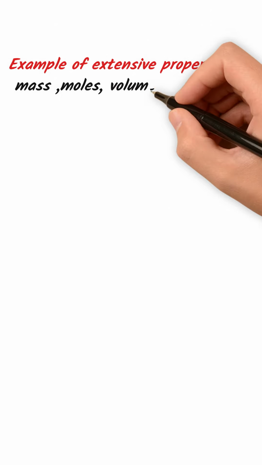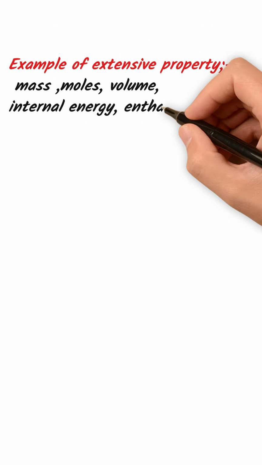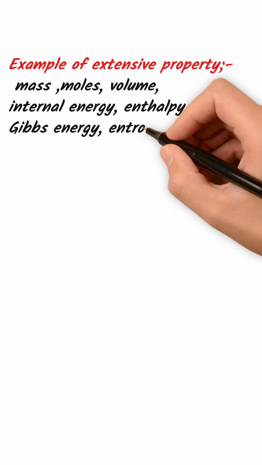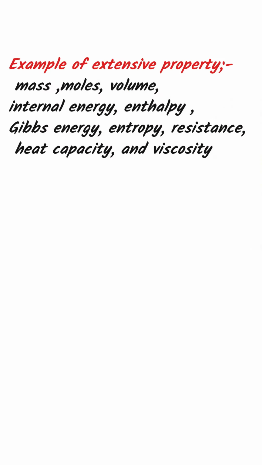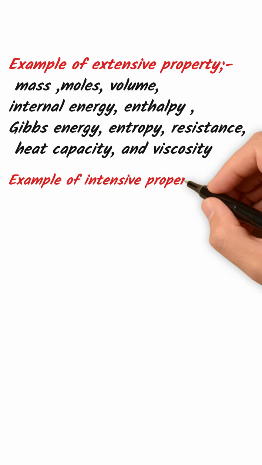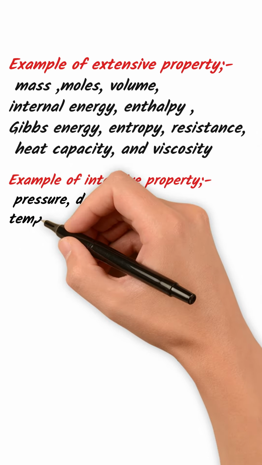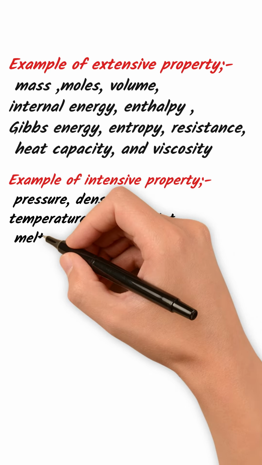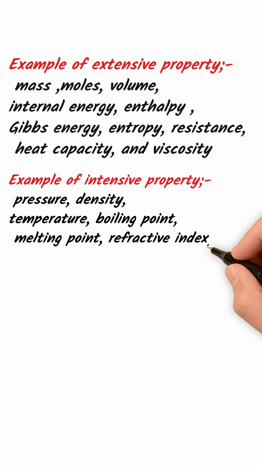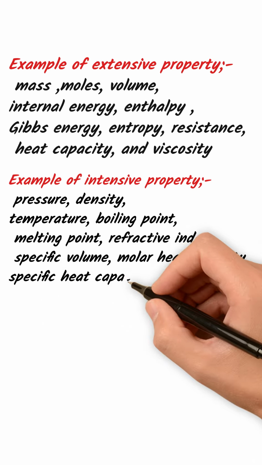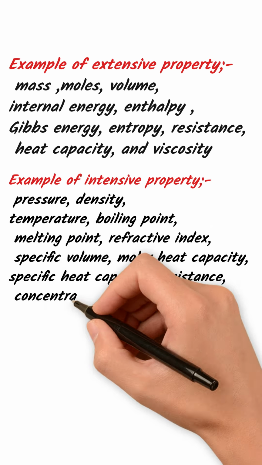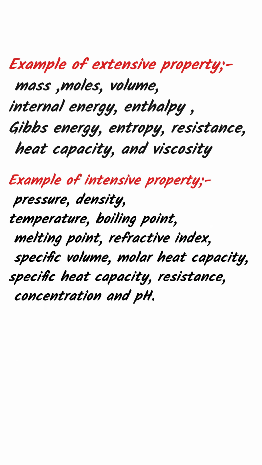Examples of extensive properties are mass, moles, volume, internal energy, enthalpy, Gibbs energy, entropy, resistance, heat capacity and viscosity. On the other hand, examples of intensive properties are pressure, density, temperature, boiling point, melting point, refractive index, specific volume, molar heat capacity, specific heat capacity, resistance, concentration and pH.